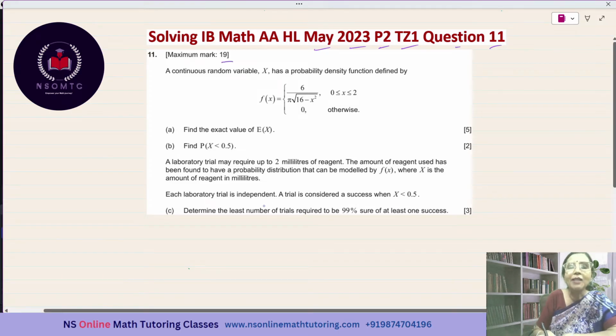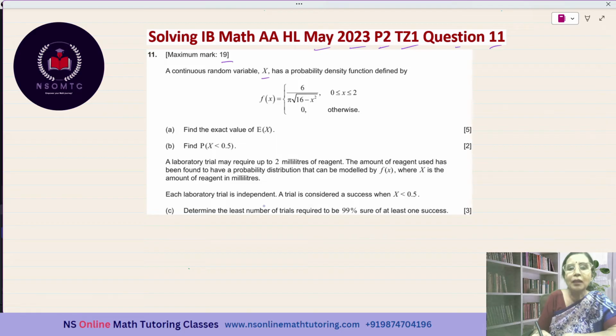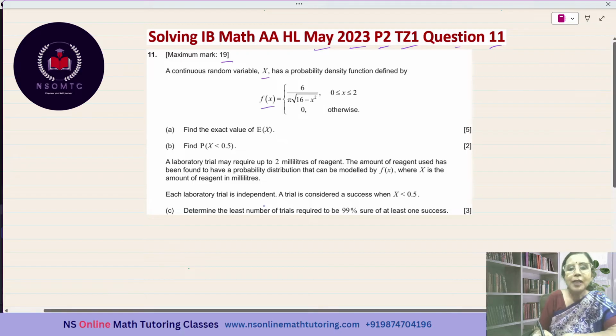The maximum mark is 19. A continuous random variable X has a probability density function defined by f of x equal to 6 over pi times square root of 16 minus x squared for x values ranging between 0 and 2. X is greater than or equal to 0 but less than or equal to 2, and f of x has a value of 0 for every other value of x.